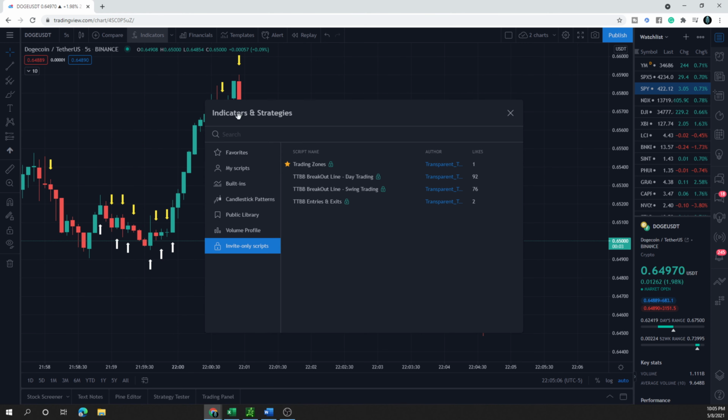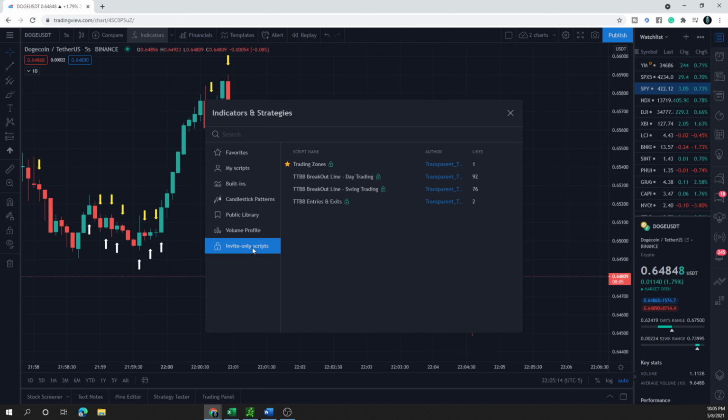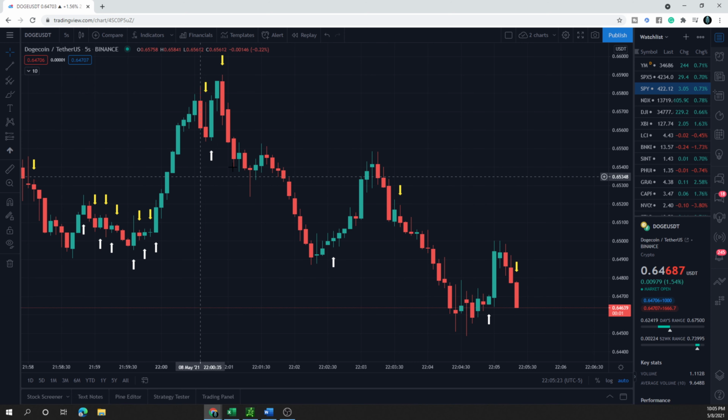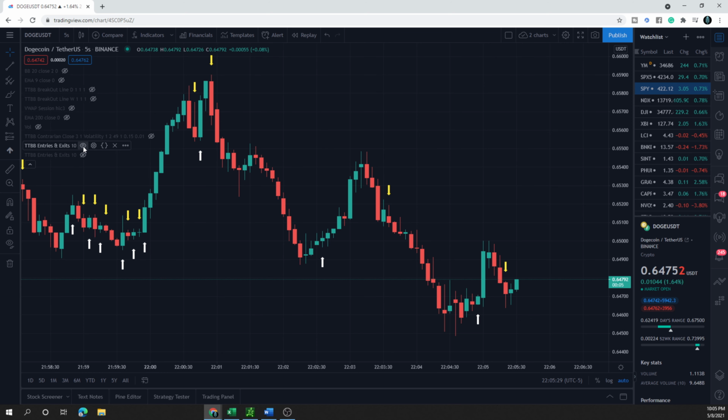For those who want to know how to use this and how to get it, you start off on your desktop, click on indicators, go down to invite-only scripts, and you'll see it over here on the side. Click on TTBB entries and exits, and it will load up. Once it loads onto your chart, you'll see it there. Just click on it.